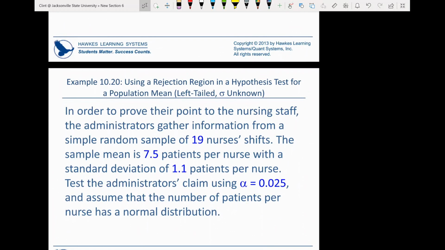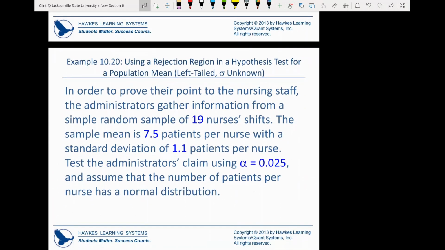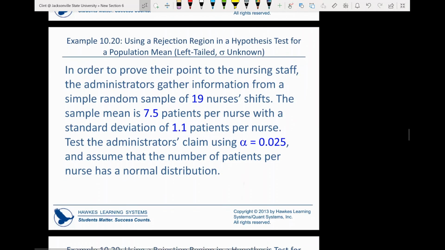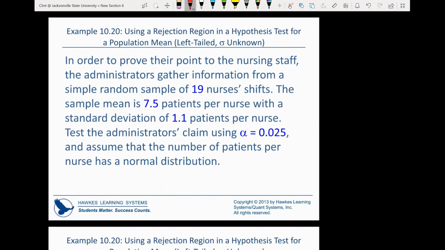In order to prove their point to the nursing staff, the administrators gather information from a simple random sample of 19 nurses' shifts. The sample mean is 7.5 patients per nurse with a standard deviation of 1.1 patients per nurse. We want to test the administrator's claim using an alpha of 0.025 and assume that the number of patients per nurse has a normal distribution. This one's not worded all that well, but it does tell us to test the administrator's claim.